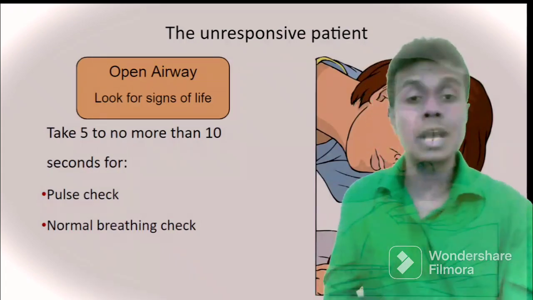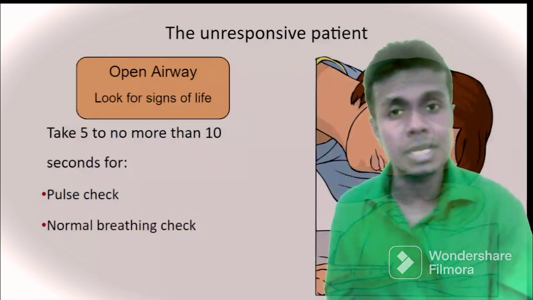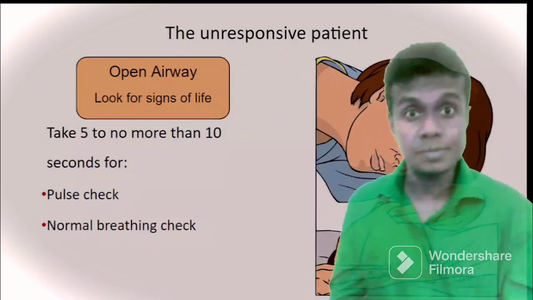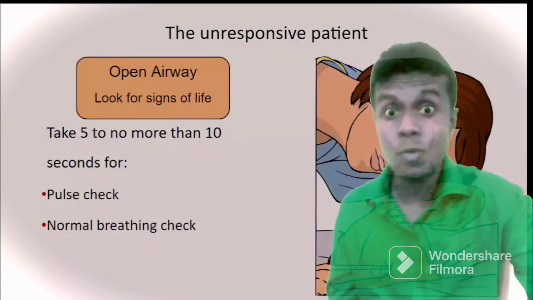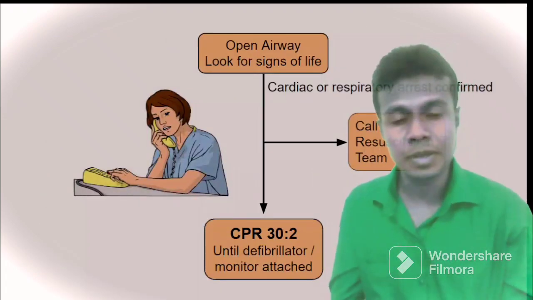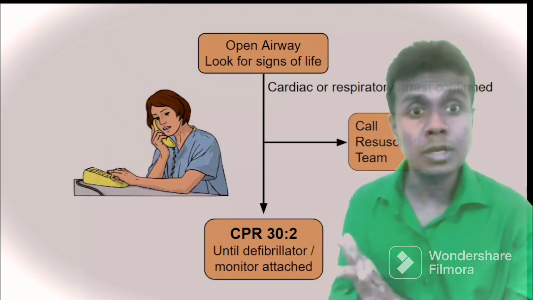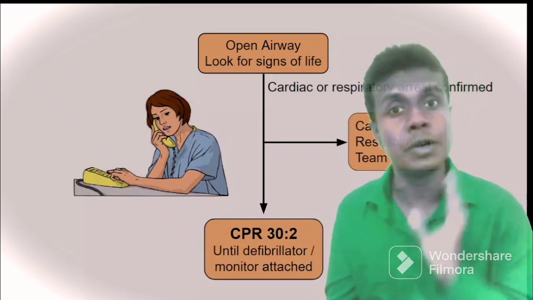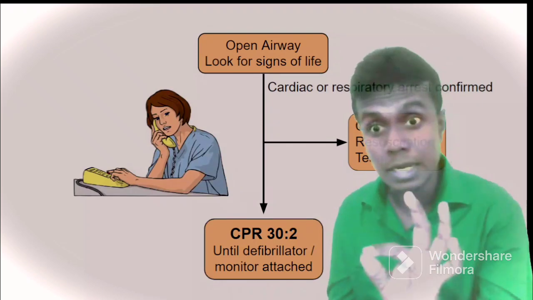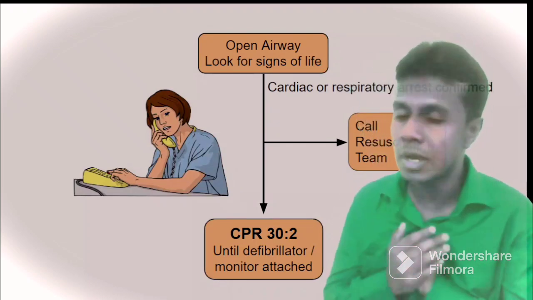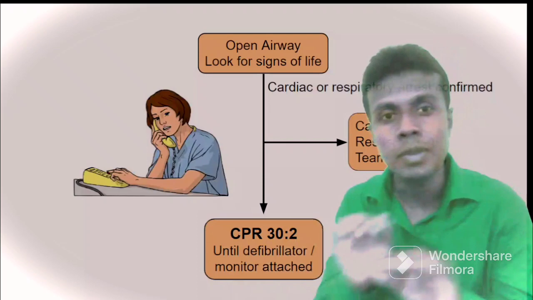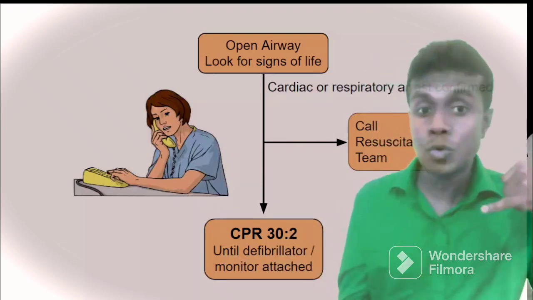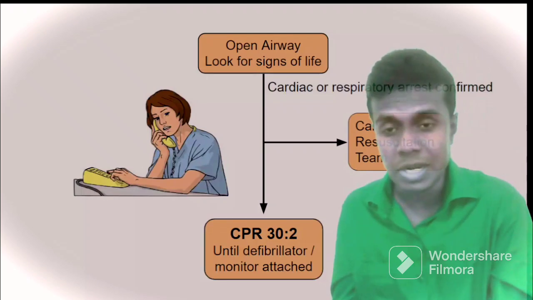If those are not there, that means no breathing and no pulse. Then you have to start CPR. Let's see how we are going to start that. If you find a patient with cardiac and respiratory arrest, you have now confirmed it. No pulse means cardiac arrest. No respiration means respiratory arrest. Simply, cardiorespiratory arrest. You have to call the resuscitation team immediately.